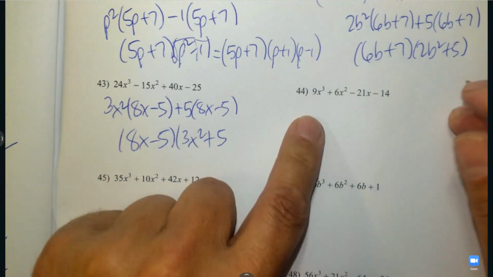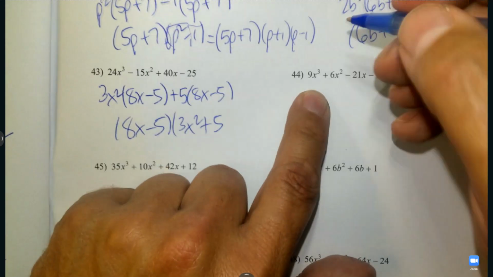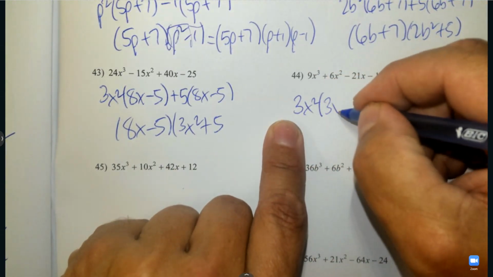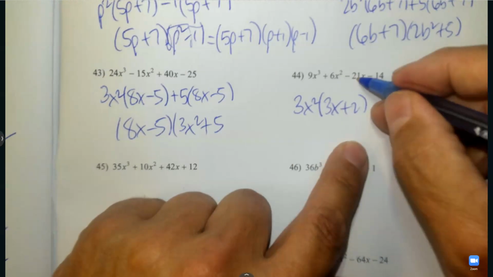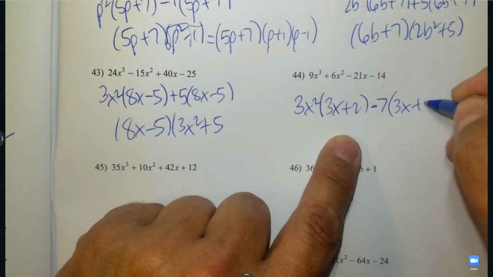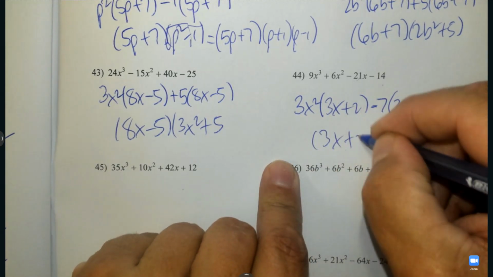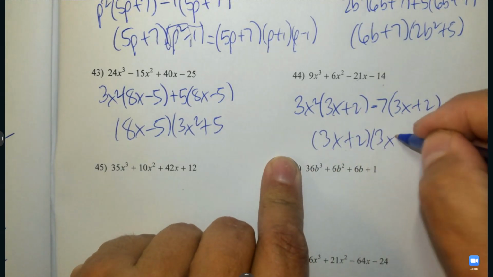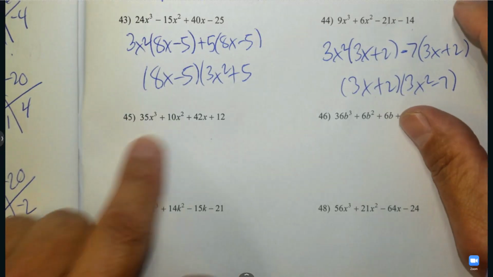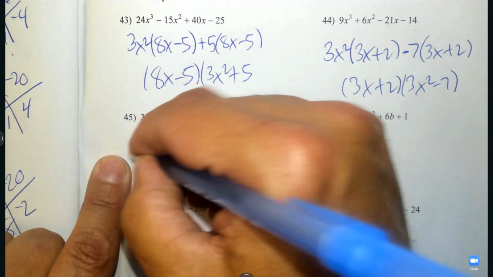You have to do it on your own. So the first 2, is 3x squared, divide. The last two, negative 7. Again, that's 3x plus 2. So that's 3x plus 2, 3x squared minus 7. Look at the first two. What number goes into both evenly? That's 5, and then the algebra.